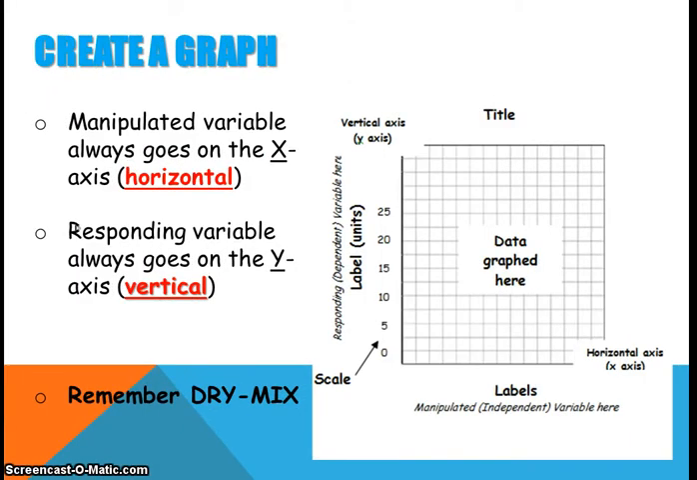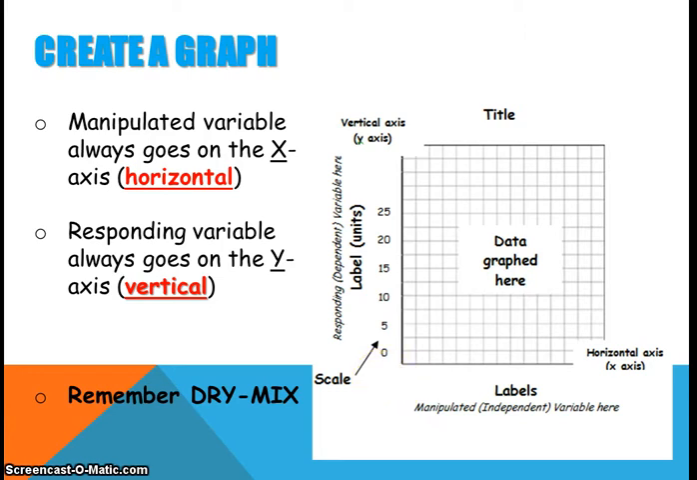To create a graph, the manipulated variable always goes on the x-axis or the horizontal axis. The responding variable always goes on the y-axis or the vertical axis. So on our example here, the x-axis would be where the labels are, and the y-axis is where the label units are.